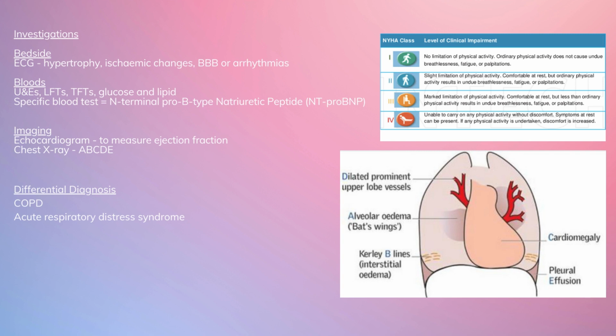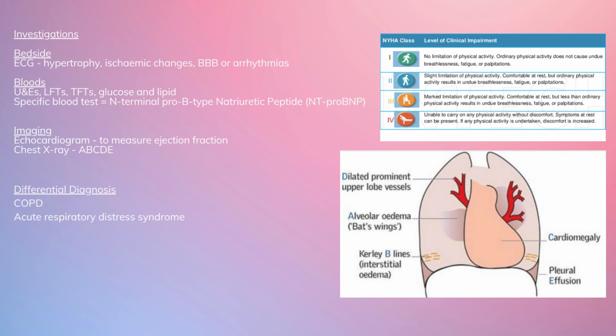We can also use imaging. So upon imaging, we can use an echocardiogram to detect if there's a reduced ejection fraction, which is a common sign of heart failure. We can also do a chest x-ray, and we're looking for the signs of A, B, C, D, E. A standing for alveolar edema, which is a kind of bat wing appearance on the chest x-ray. You can see on the image on the right.